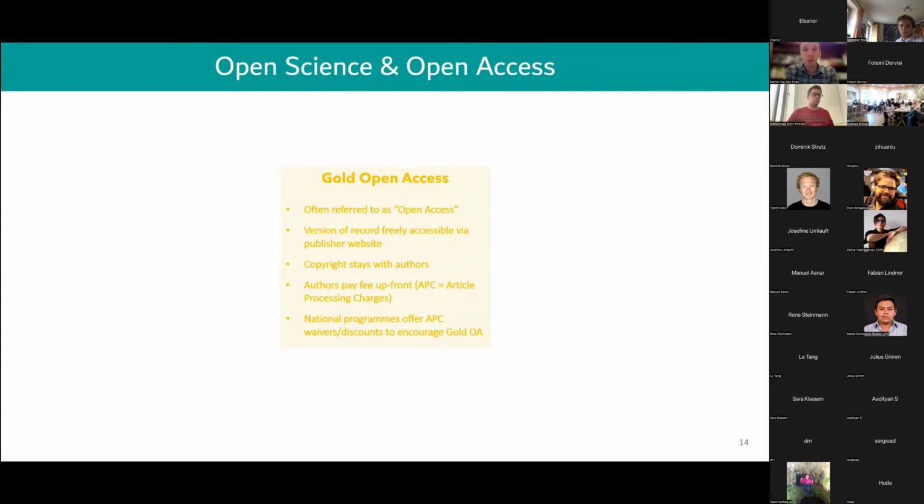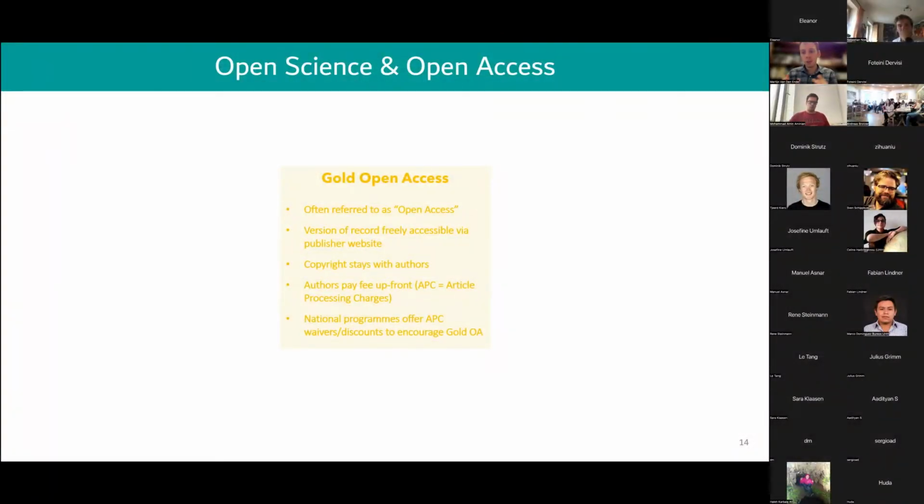Probably many of you will have heard of the term open access. And by that, people usually refer to gold open access. So gold open access is a publishing model where the version of record, so the final manuscript, is freely accessible on the publisher website. So anyone can access the paper that you just published. And also very important is that the copyright, in this case, stays with the authors.